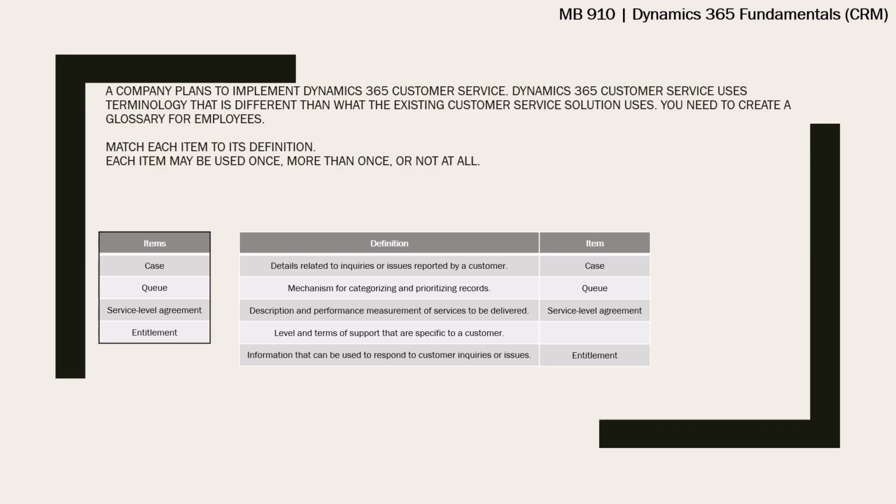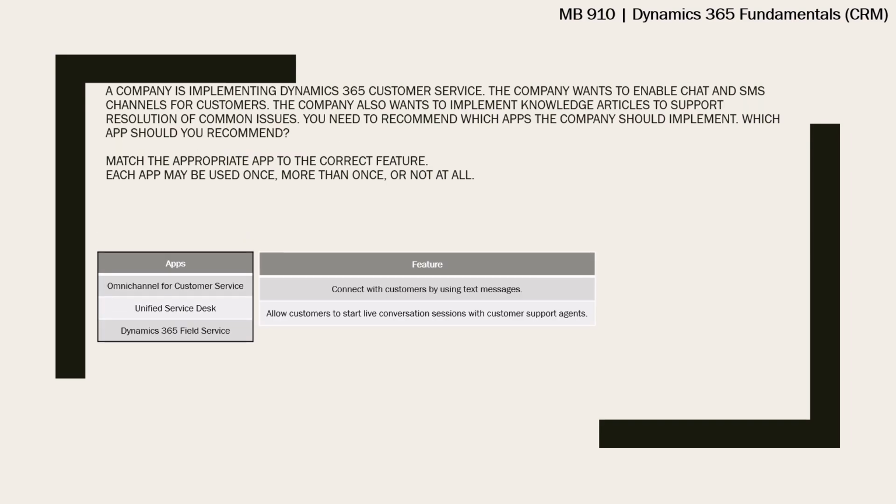A company is implementing Dynamics 365 Customer Service. The company wants to enable chat and SMS channels for customers. The company also wants to implement knowledge articles to support resolution of common issues. You need to recommend which apps the company should implement. Which app should you recommend? Match the appropriate app to the correct feature. Each app may be used once, more than once, or not at all.